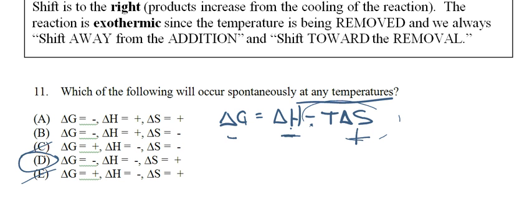Now, let's go through the other scenarios here. For delta G to be negative, if delta S is negative, we need delta H to be negative as well. And the thing that's controlling this to keep delta G negative is our temperature.